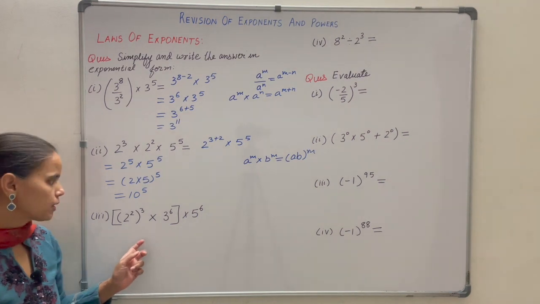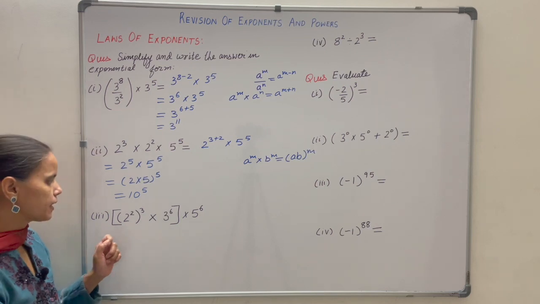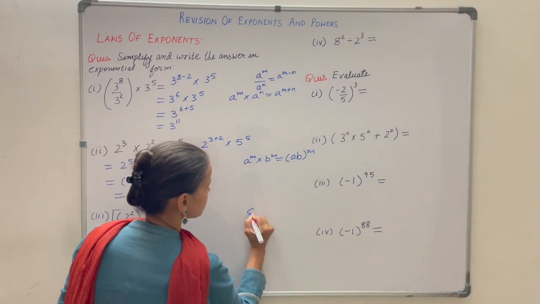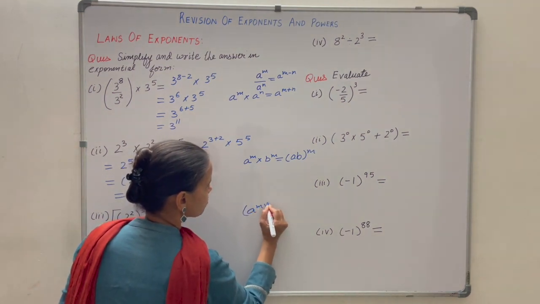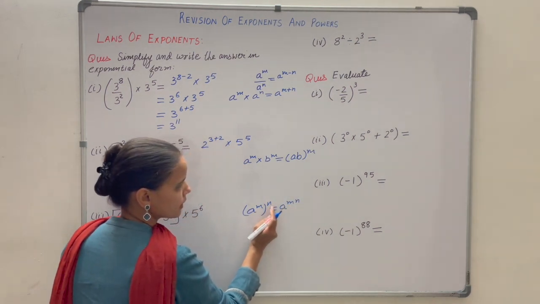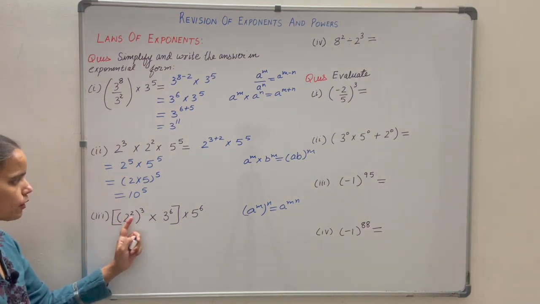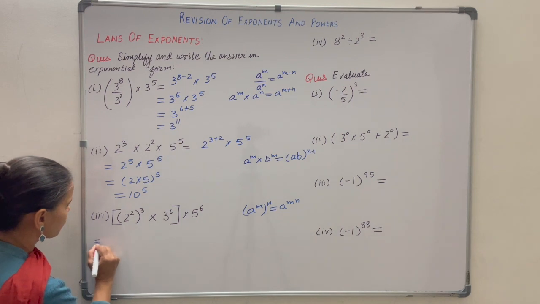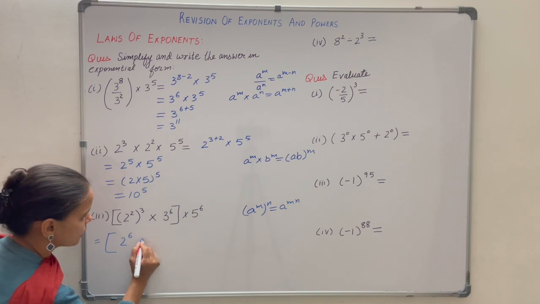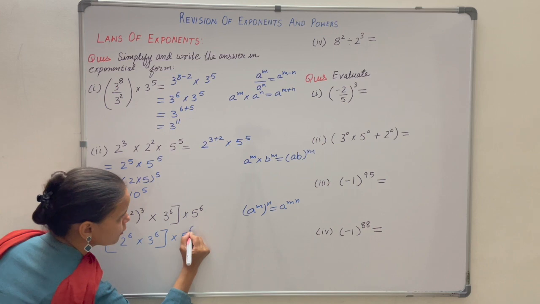Now let us take this question. So here also you have brackets. So this bracket holds the priority. So first we will simplify this. To simplify this, we have to use this law. a raised to power m whole raised to power n is equal to a raised to power m into n. So the power gets multiplied. So here 2 square whole raised to power 3. So the 2 into 3 will be multiplied. So I am going to write it as 2 raised to power 2 into 3, that is 6, into 3 raised to power 6.